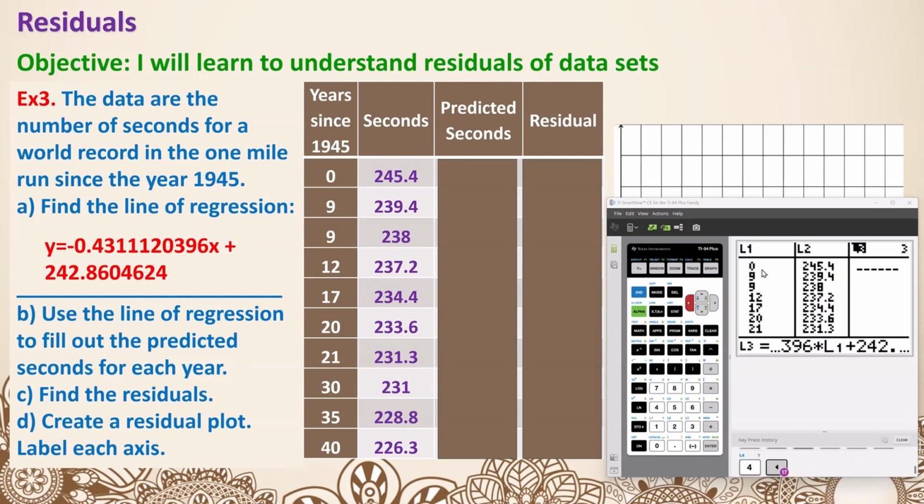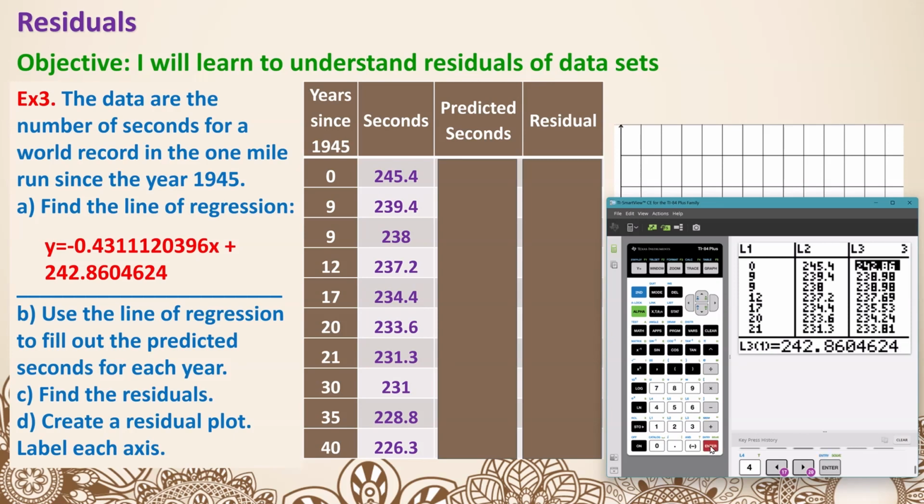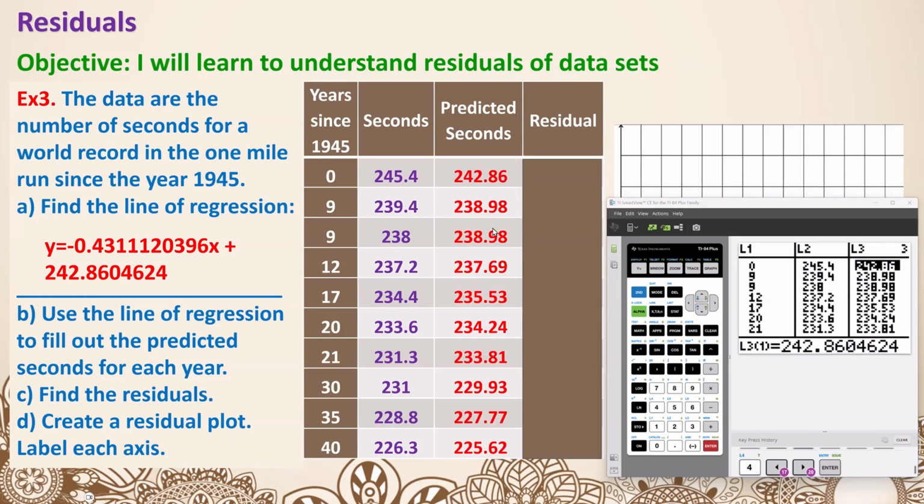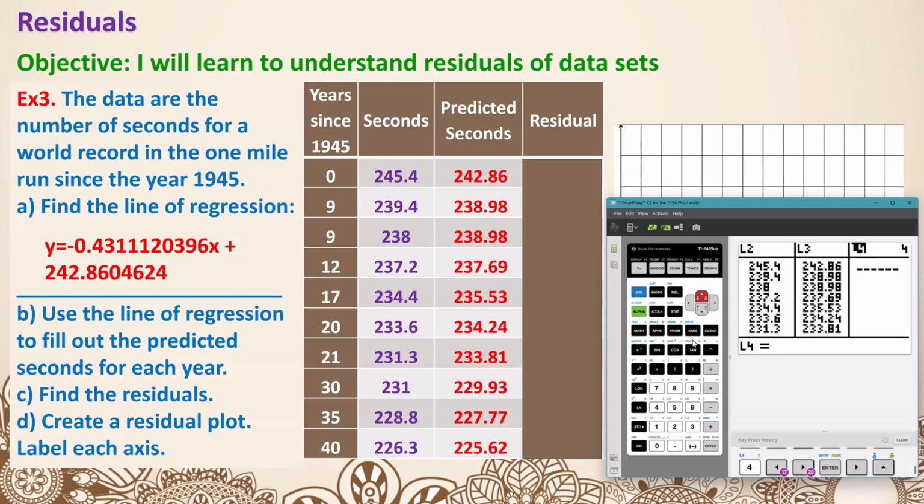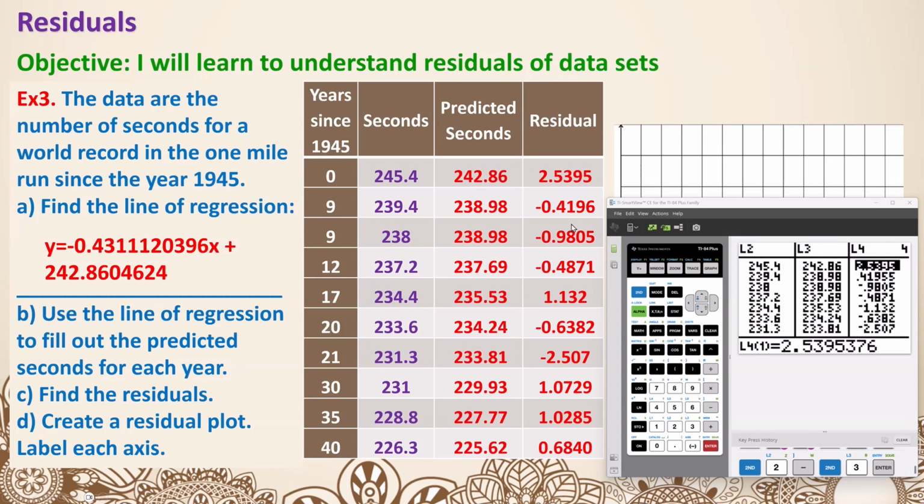Here you go. Your L3 should actually be negative that number multiplied by L1, and then plus 242.8604624. And if we press enter, that's going to give us all the predicted values in L3. So here they are. We're just writing down all the numbers that are given in the calculator. Okay, and in L4, now you can actually type in L2 minus L3. There you go. These are all the residuals. And just write down, round to 4 decimal places. Some are 4 digits, so we can just write down 4 digits.